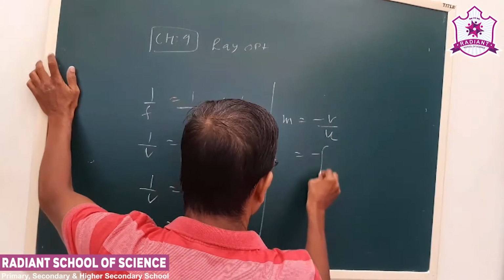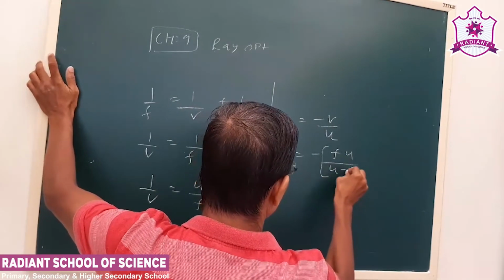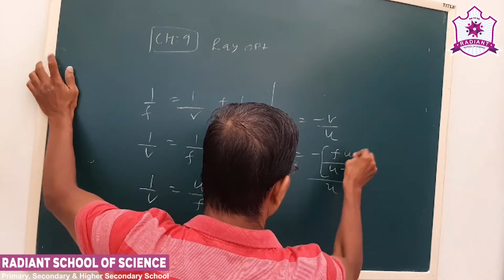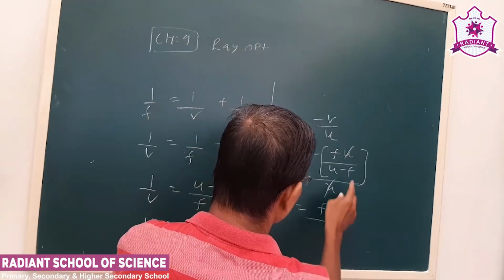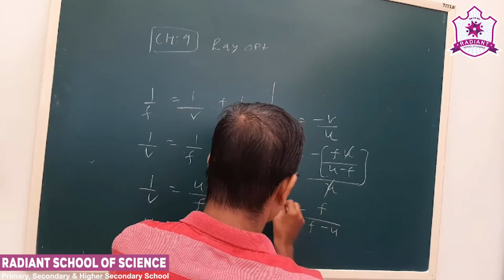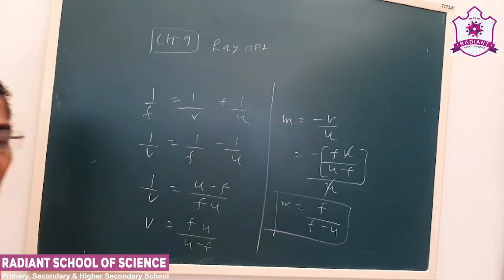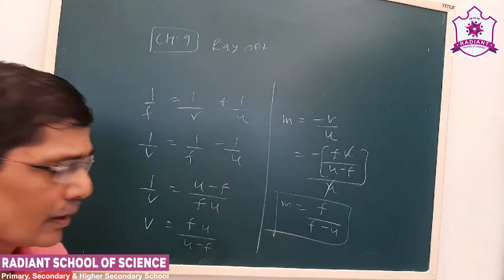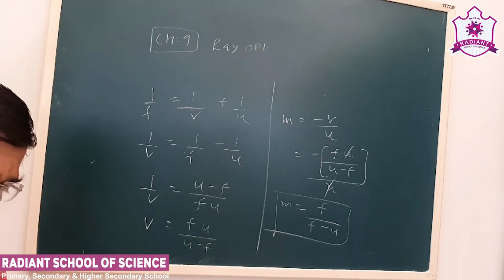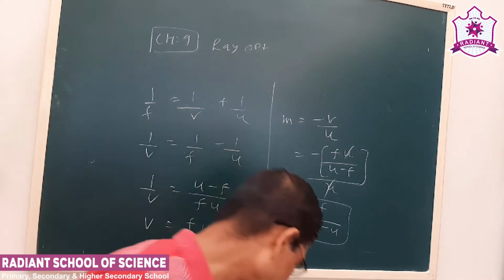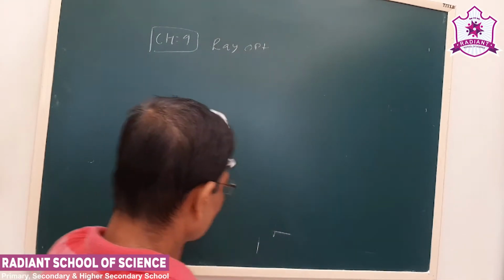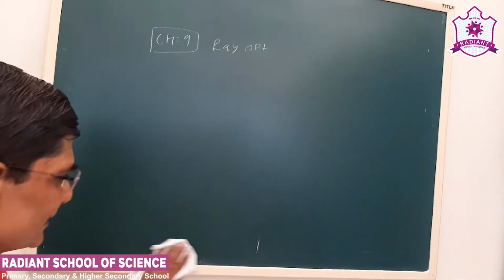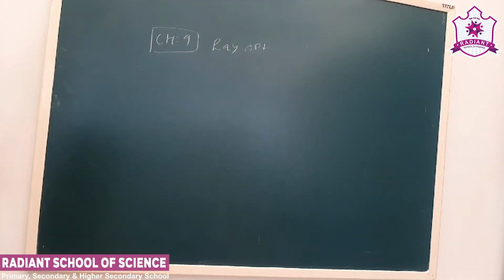If I substitute the V value, FU upon U minus F, upon U, the U will cancel. Now to remove the negative sign, we can write F upon F minus U. This is also a useful formula that will help us find magnification easily, and we have to keep it in mind. So this is about the linear magnification, the ratio of the height of the image to the height of the object.